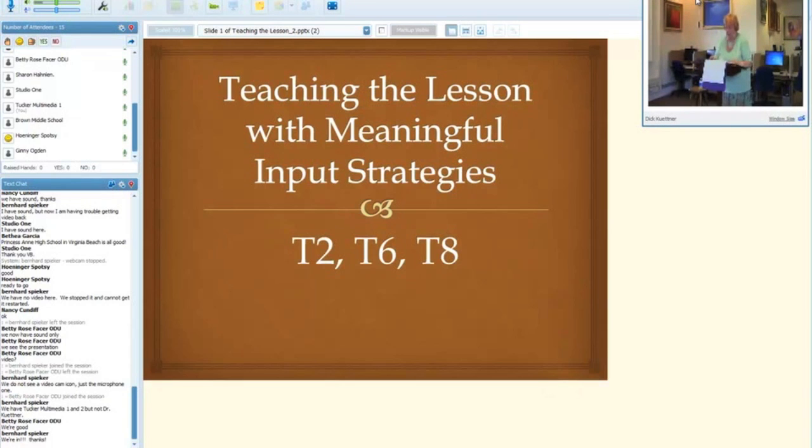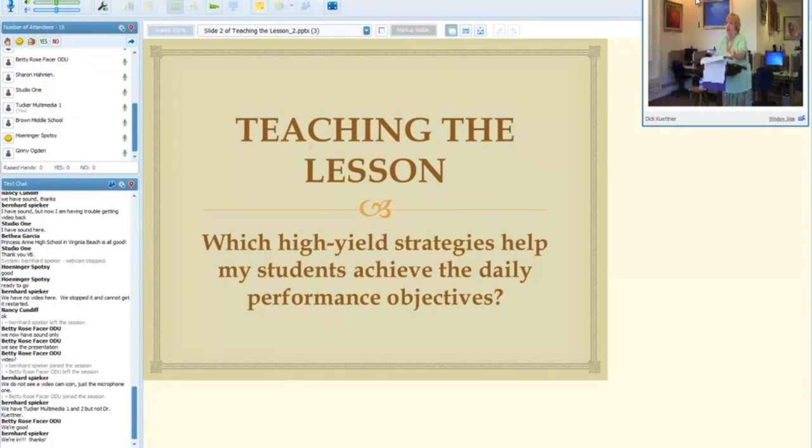The question we have to ask today is, which high-yield strategies help my students achieve the daily performance objectives? And I will remind you that the TEL documents on the TEL project site, and I have the URL in a slide coming up, provide self-evaluation checklists for each of these standards for the teacher. And I like to look at the checklist as a way of quick looking at what I am doing and then using those checklists for reflection on my teaching practices later.